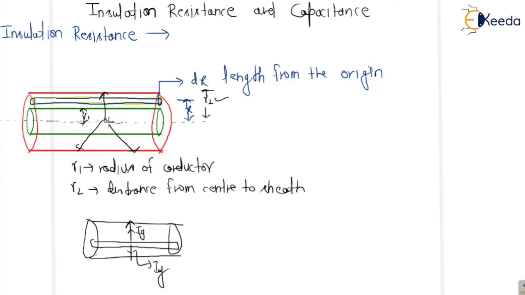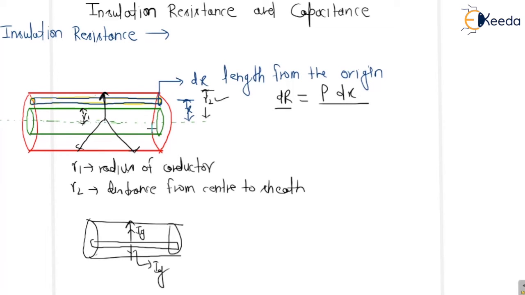So we need to find the value of dR first. We will integrate from R1 to R2. If you are calculating the insulation resistance, we must integrate from R1 to R2. So the value of dR will be given by R is equal to rho L upon A. The current is going in this direction, so to find dR we take the distance dx upon area.